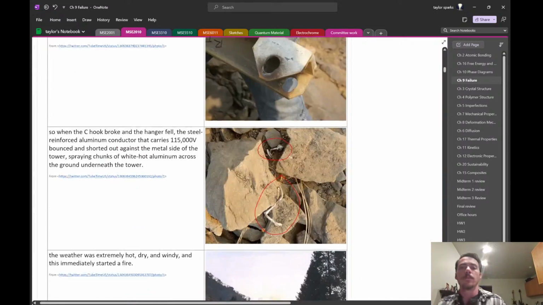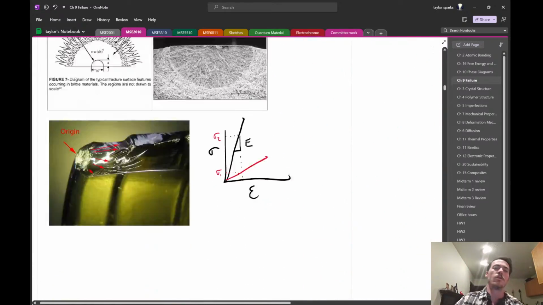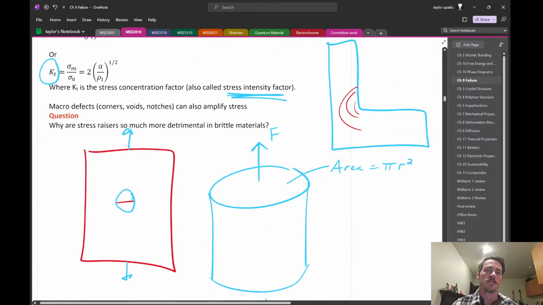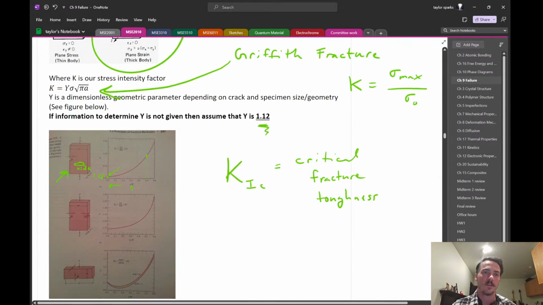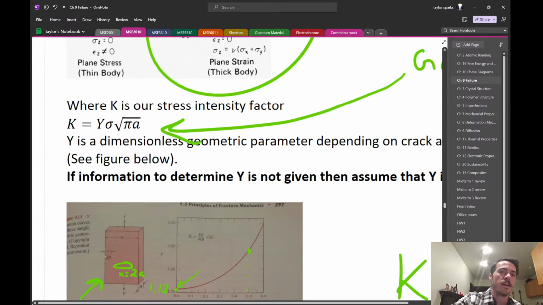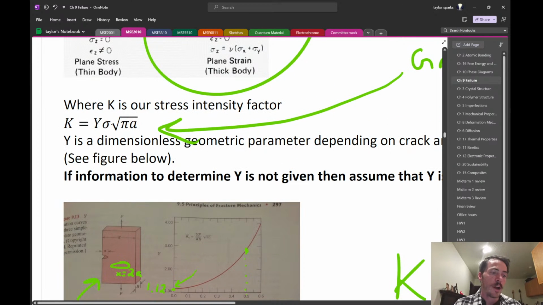The first thing we learned about was Griffith's fracture theory, which was this whole idea that there exists a critical flaw size. And if you know the fracture toughness of your material, then you can actually calculate the flaw that will cause it to break under a certain stress condition, which is pretty rad, right?